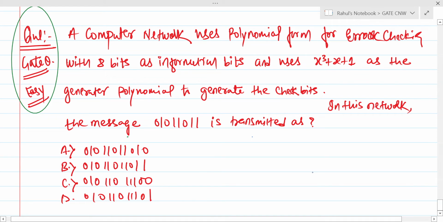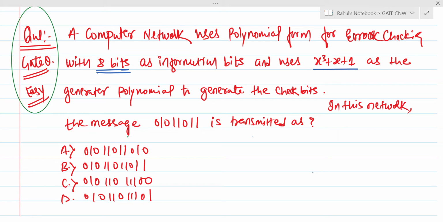A computer network uses polynomial form for error detection with bits as information bits and uses x cube plus x plus 1 as the generator polynomial to generate check bits, right? So what is polynomial form? x cube plus x plus 1. So what is your CRC bits?